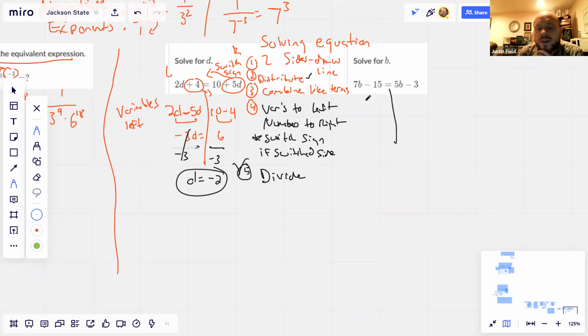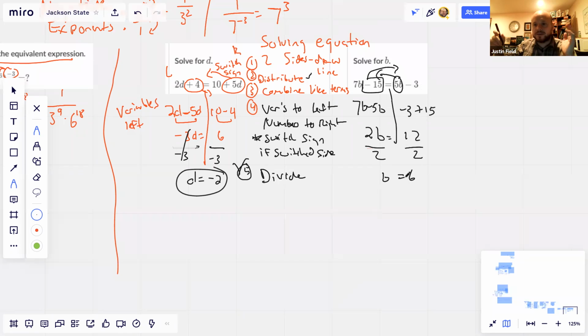Okay, so variables on the left, 7b, and this coming over, it's going to be negative 5b. This negative 15 is going over to that side. Bring down the negative 3, and the negative 15 becomes positive 15. Switch the sign. 7 minus 5 is 2. Negative 3 plus 15 is 12. And now we divide. And the answer is 6.